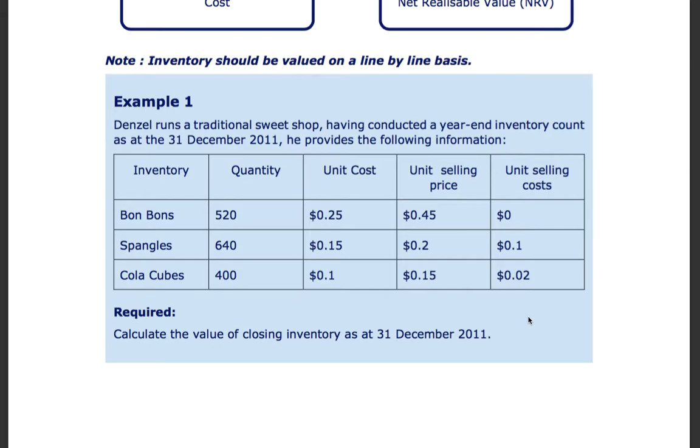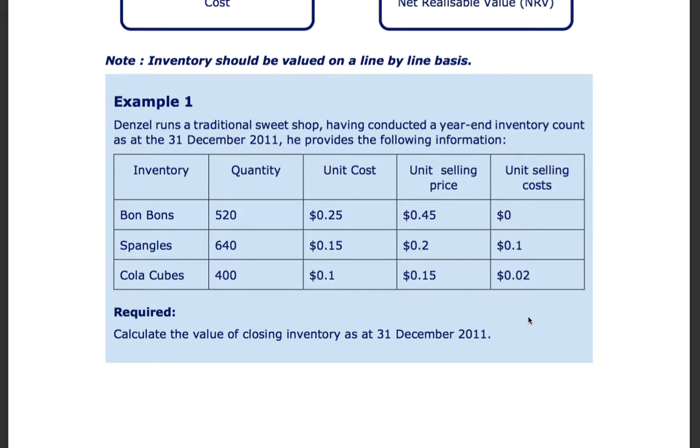So it's the same thing. When you know there's a requirement, your mind makes up for things. It will make itself ready, take its weapons to shoot the question, to give you the answer, right? Now you have to calculate the closing inventory at 31st December 2011.